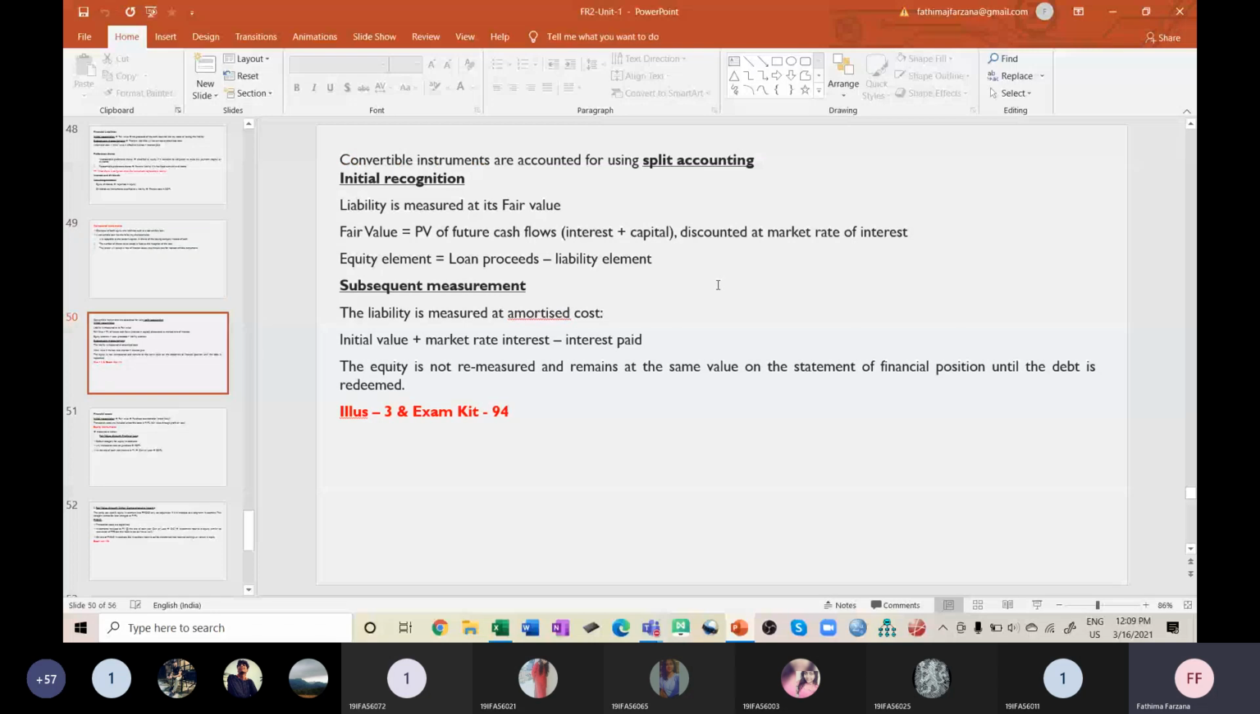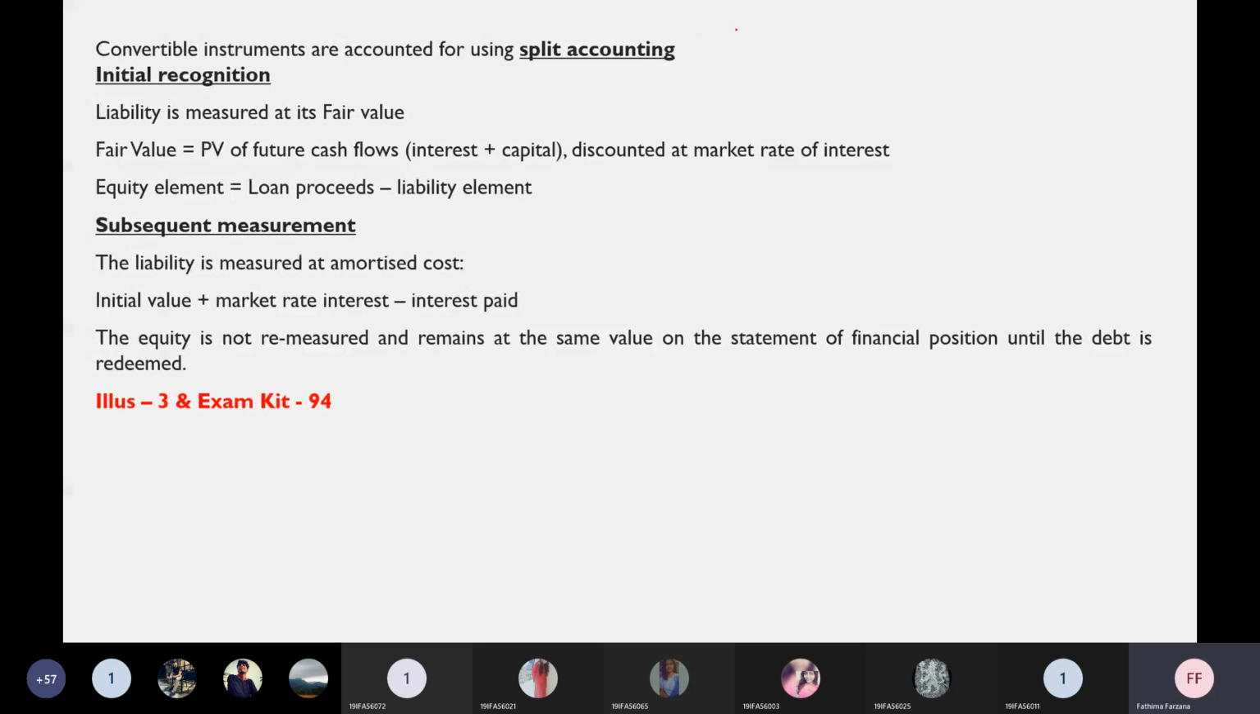Then coming to convertible instruments, I said about financial liabilities: initially fair value and then later on amortized cost. Under convertible instruments, you'll be having a portion as equity and another portion as liability, right? The equity and liability parts, how will you value? Same, fair value at initial recognition, right?